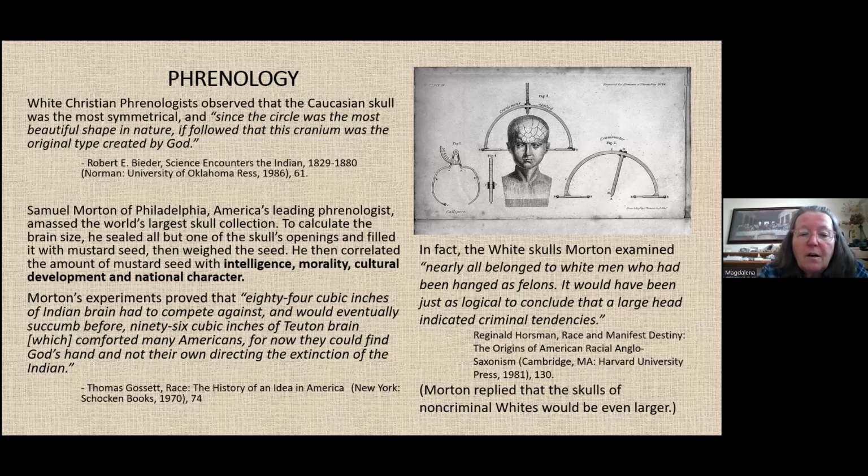So in fact, the funny thing is, the white skulls that Morton had examined nearly all belonged to white men who had been hanged as felons. It would have been just as logical to conclude that a large head indicated criminal tendencies. Apparently he was confronted about that, and he said, well, okay, in that case, the skulls of non-criminal whites would be even larger.